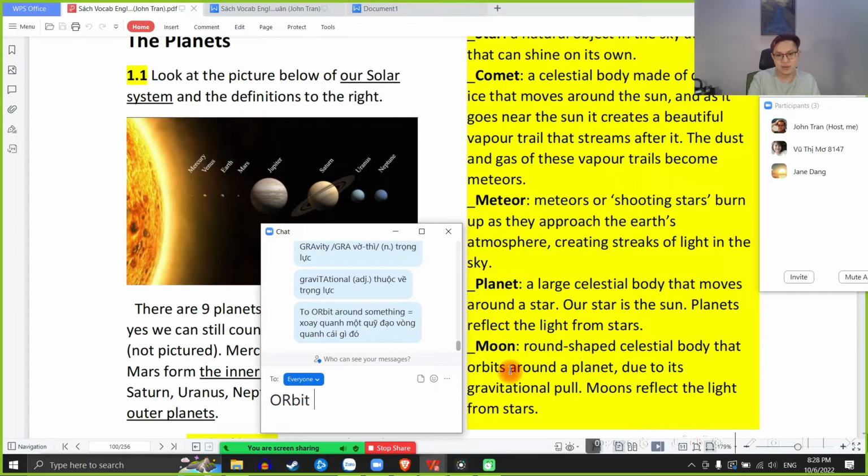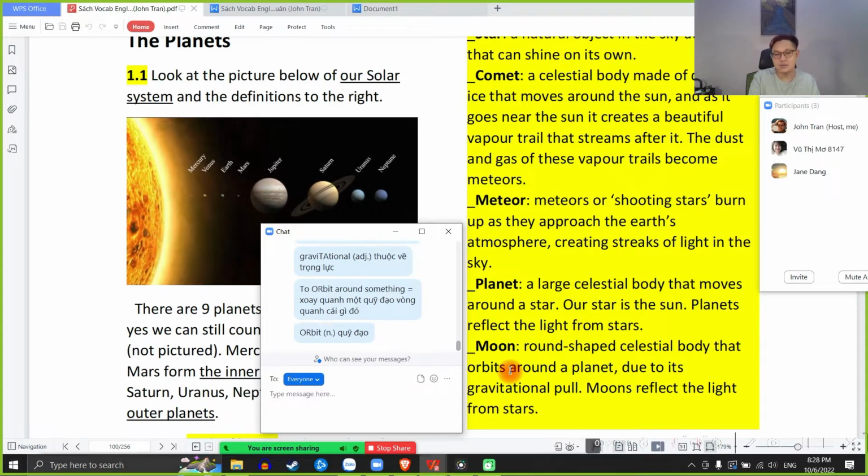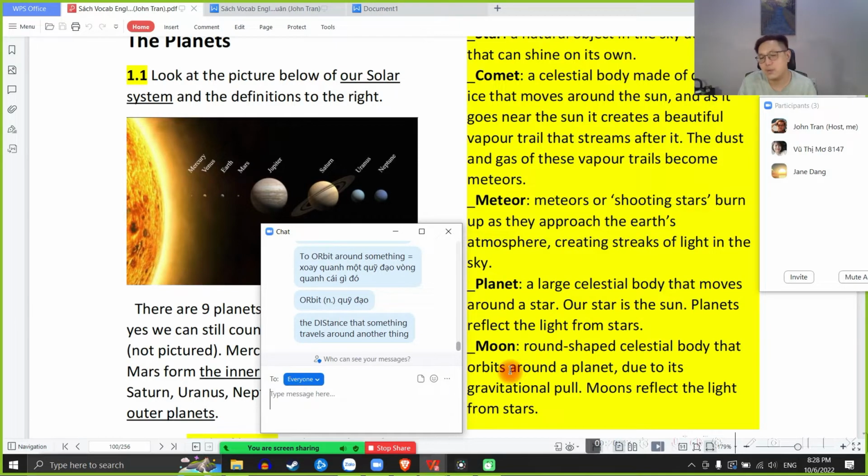So of course we have the word orbit. Orbit là quỹ đạo, tức là cái con đường mà nó đi á. So orbit means the road or the distance that it travels, the distance that something travels around another thing. Một cái khoảng cách mà cái gì đó nó di chuyển xung quanh một cái gì đó khác, nó chính là cái quỹ đạo của nó. So orbit.